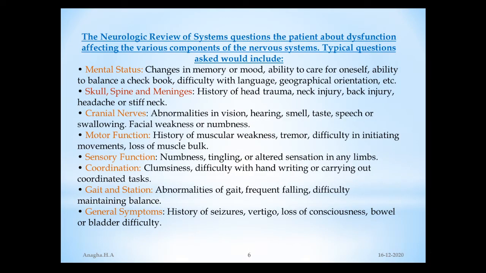For example, in mental status, we are going to ask about changes in memory or mood, which we might not ask in any other system. Coming to motor function, history of muscular weakness, this also we might not have asked. In sensory function, numbness, tingling, each and every minute symptom that the patient may notice, we have to take into consideration. Though not in any other system, in the nervous system each and every tiny point is very important, so it is better we don't miss those points.